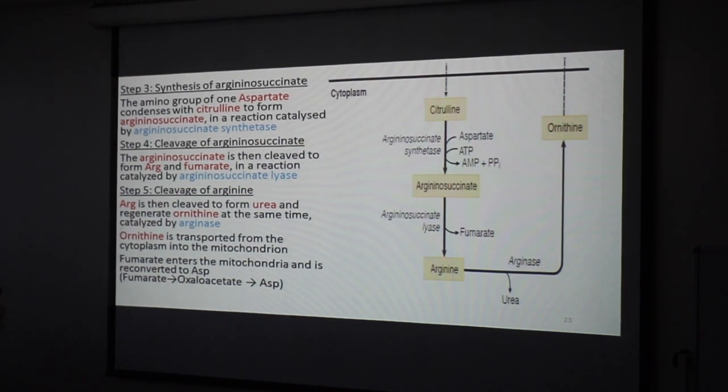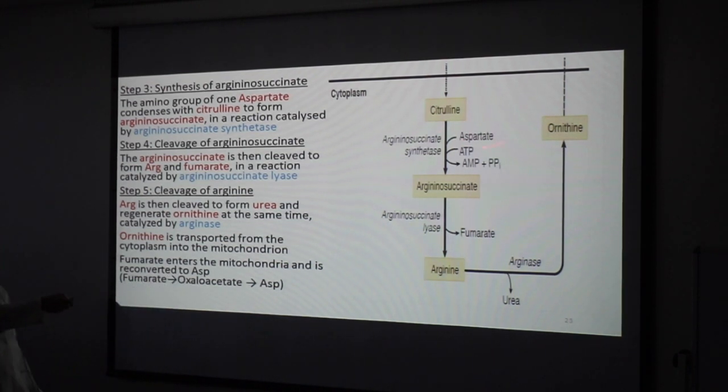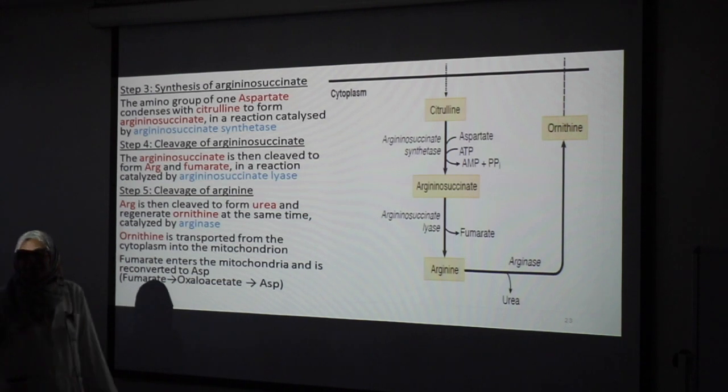But you need to understand the story because you need to know how we are making urea. So how are we making urea? Citrulline will react with aspartate. So here comes the second amino group.